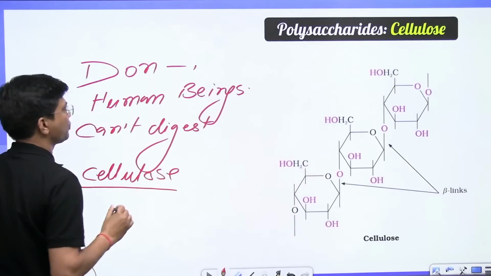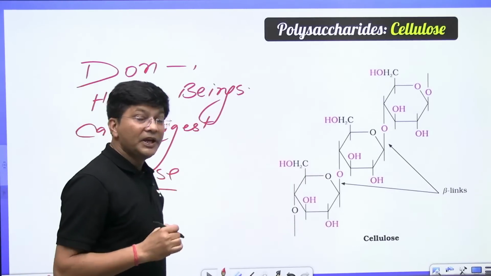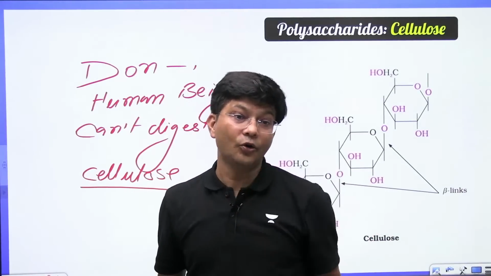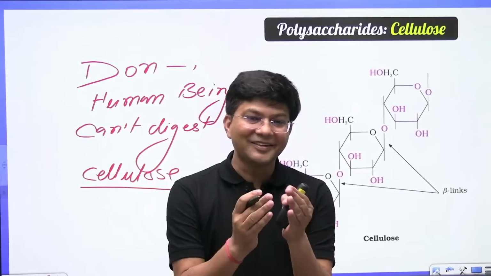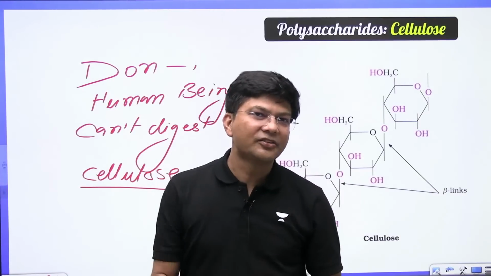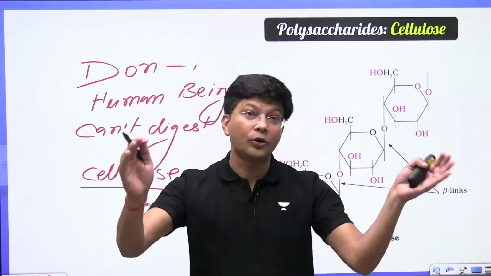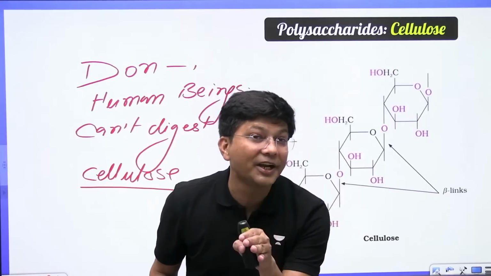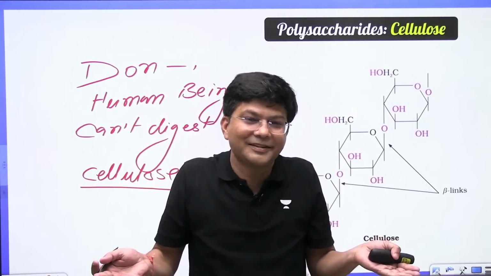So being bio students, you know very well why human beings can't digest cellulose. To digest cellulose, one thing is required: the vermiform appendix, the bacteria is required. And this cellulose can be digested only by ruminant animals. These ruminant animals have 4 legs.